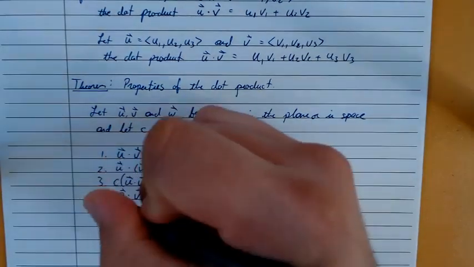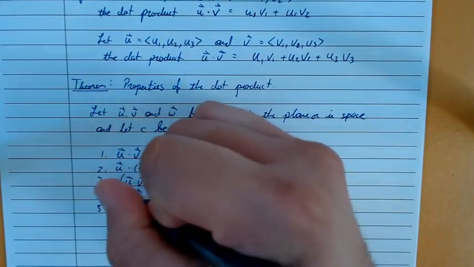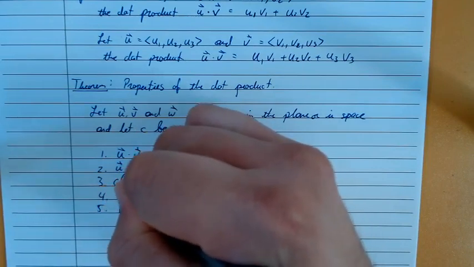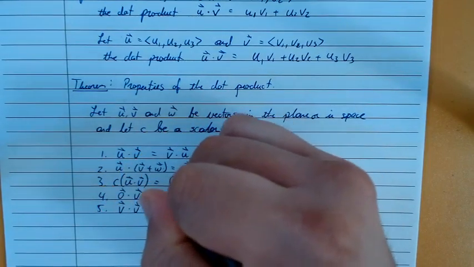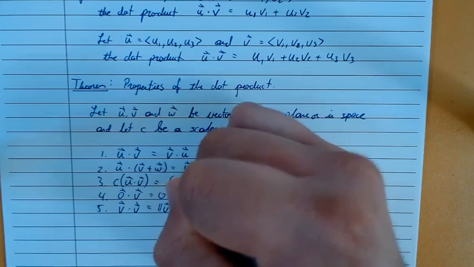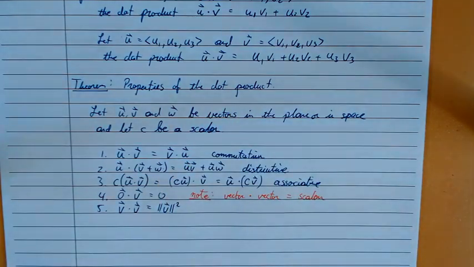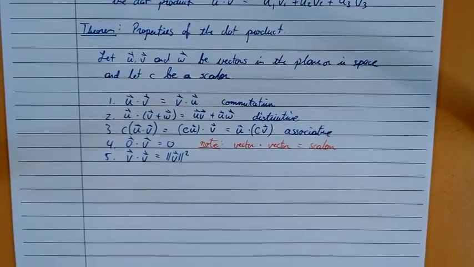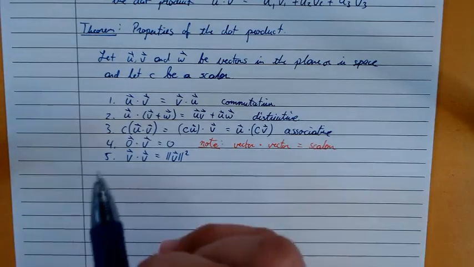And then property number 5 is if you multiply a vector times itself, v dot v, that's going to give you the magnitude of v quantity squared. All right, the proof of this.